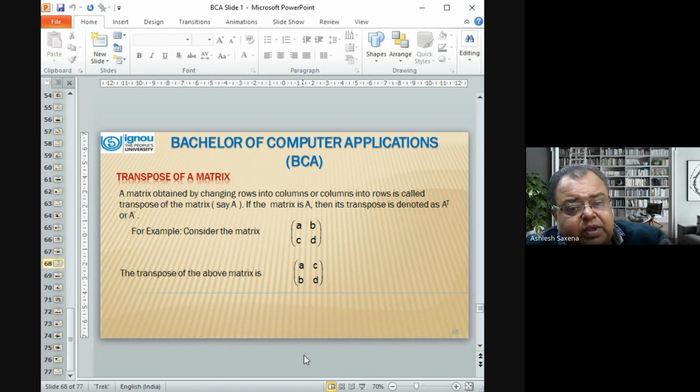Now what we do? A matrix is in the form of A, B, C, D. What we have done is converted the row into column. That means this AB has been converted into this form. As this has been brought here, this will come over here. Not going to overlap. This will come over here and this will go over there. This is what we call transpose. The rows of a matrix are changed into the columns in another matrix.